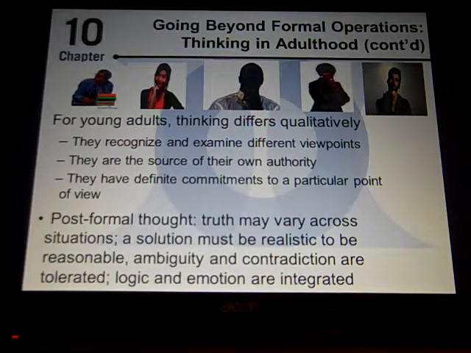For young adults, however, this is kind of where we're at now. For young adults who are a little bit older, thinking differs qualitatively. Young adults start to recognize and examine different viewpoints. They are the source of their own authority. They're not looking to authority figures like teachers or parents or people like that. They become their own source of their own authority. They have definite commitments to a particular point of view.